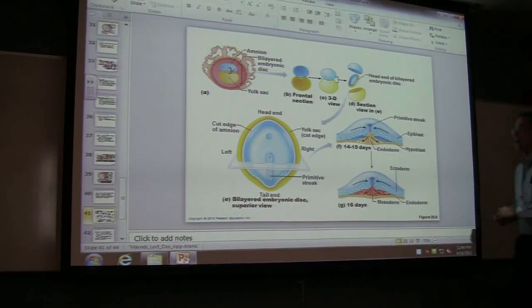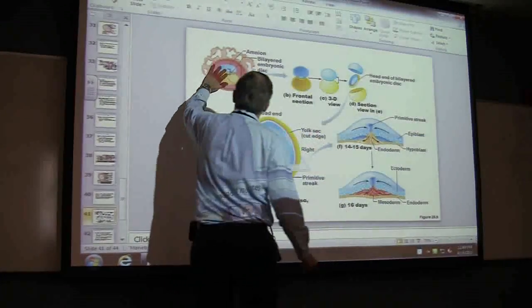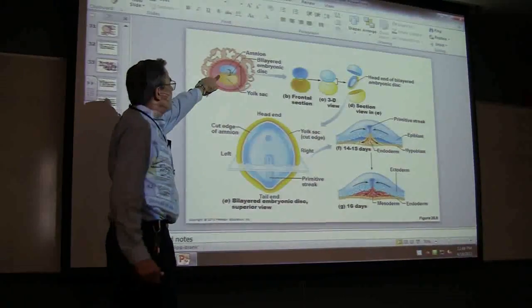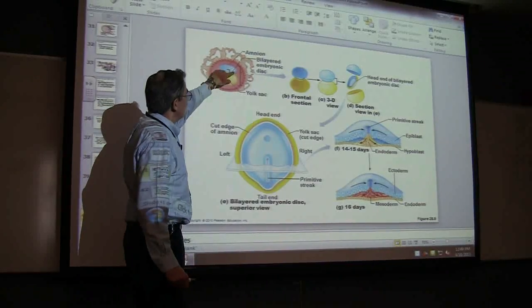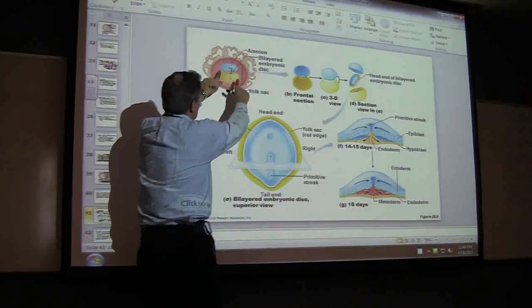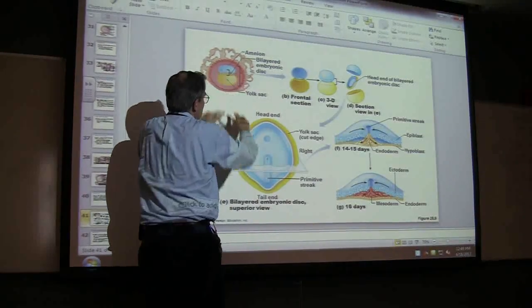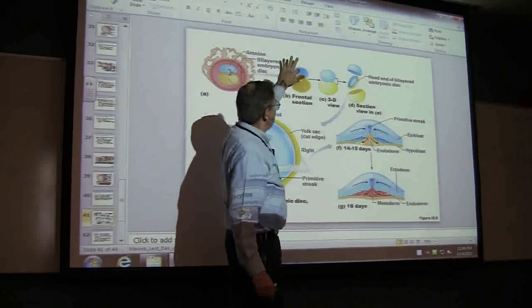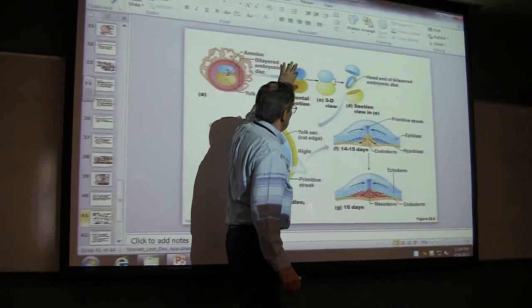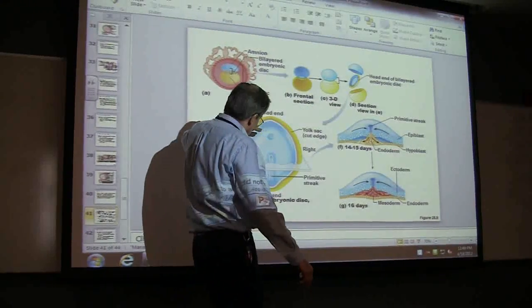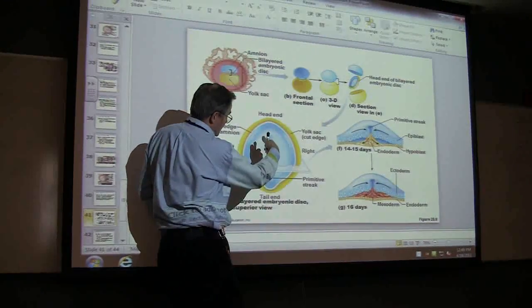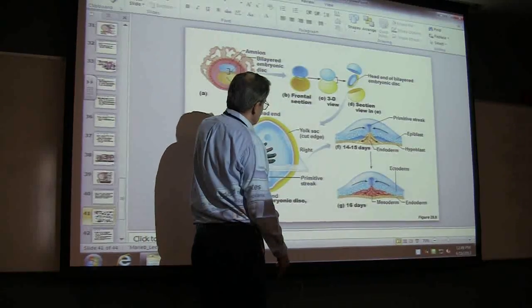Now, what we have here, again, is what we saw before. The bilayered embryonic disc. Below that, the yolk sac. On the other side, the amnion. And right in here, the 2 layers, that is the embryo, the bilayered embryonic disc. When you look at this, you see here's the amnion, here's the yolk sac. If you make a cut through that, and then look down on the top, what you're doing is seeing this.